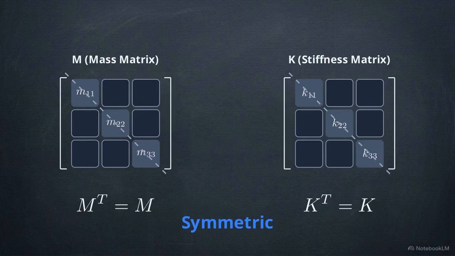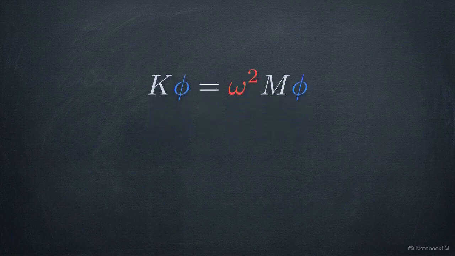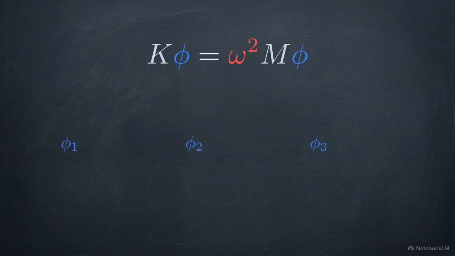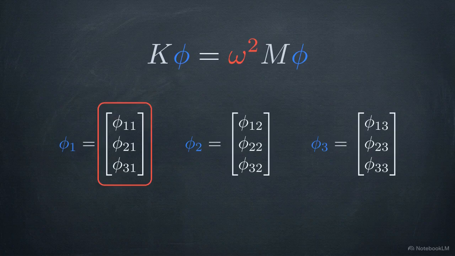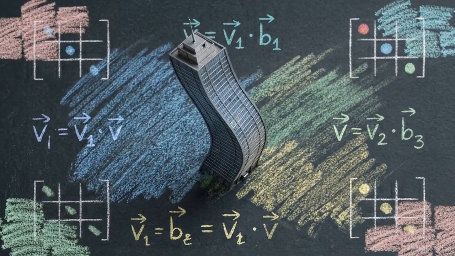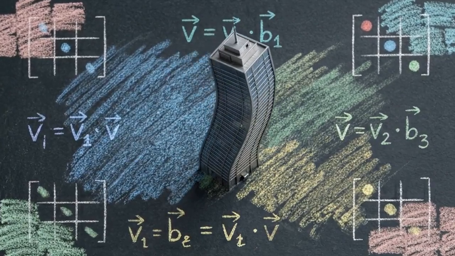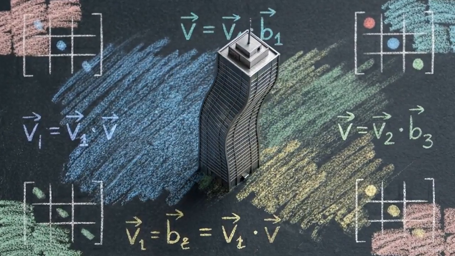Their mathematical representations are symmetric. If we assume a harmonic solution, the differential equation becomes an eigenvalue problem. Solving it yields three distinct mode shape vectors, labeled phi 1, 2, and 3. These vectors represent the system's natural frequencies and its corresponding mode shapes, the specific patterns in which the masses move relative to one another.